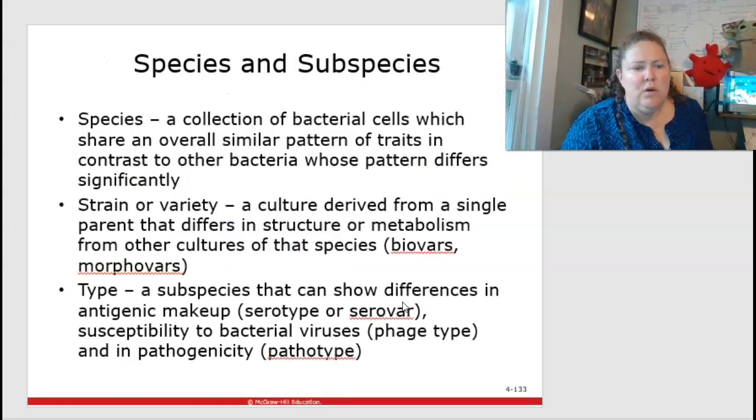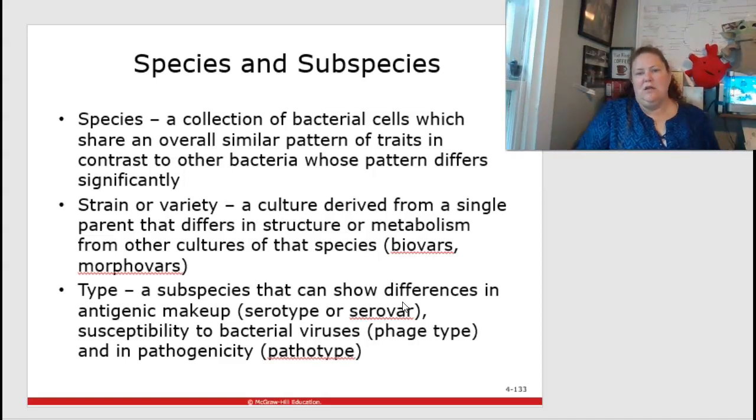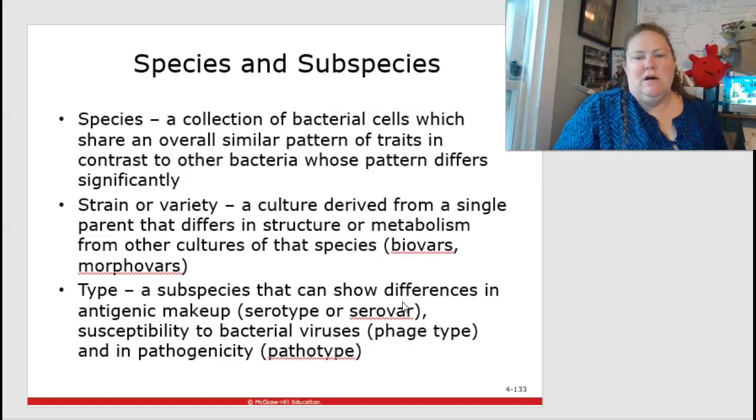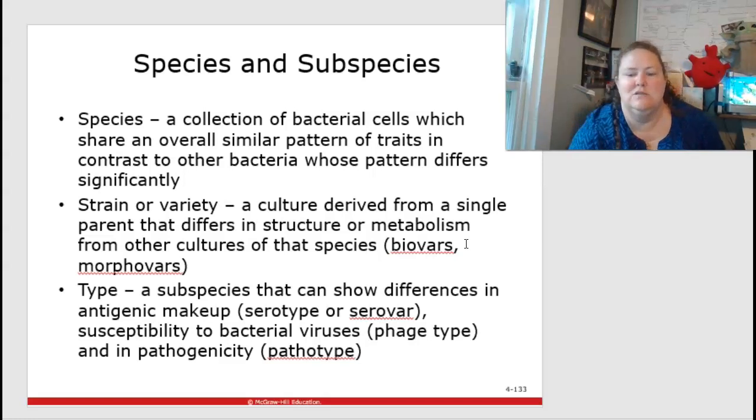Okay. You also have species and subspecies of these, and so a species would be a collection of bacterial cells that share an overall similar pattern or traits, in contrast to other bacteria whose patterns differ significantly. You also have a strain or variety, and this would be a culture derived from a single parent that differs in structure or metabolism from the other cultures of that species. And you also have a type, and this is a subspecies that can show differences in antigenic makeup. So that would be a serotype or a serovar, and this would also be susceptibility to bacterial viruses like the phage type, or in pathogenicity, and this would be the pathotype.